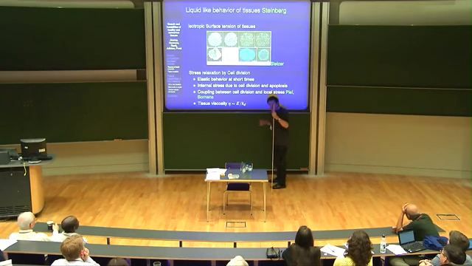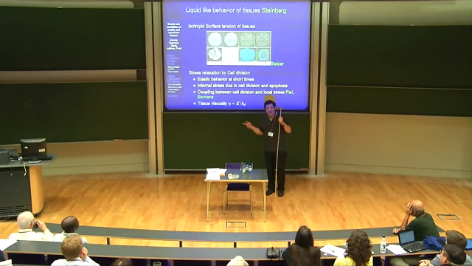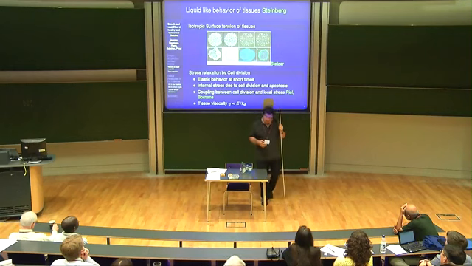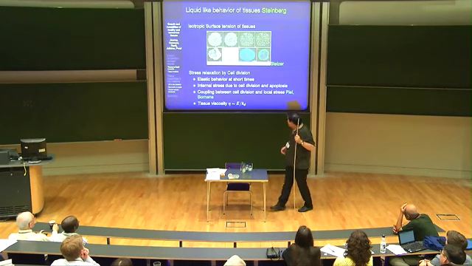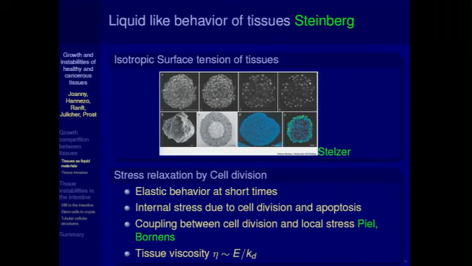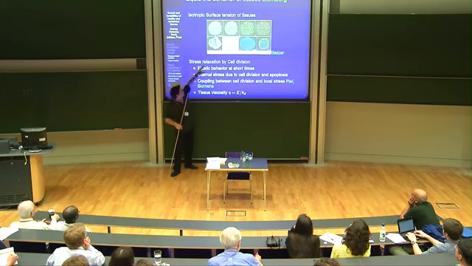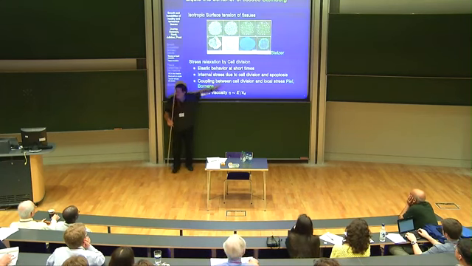So cell division and cell death can relax the stress. So it means that a tissue for me is a viscoelastic material, like a Maxwell material, with a relaxation time which is 1 over the rate of cell division. Or if you want, the viscosity of the tissue is just the elastic modulus of the cell divided by the cell division rate. So that's kind of the two elements that make me think that if I look at very long times, a spheroid like this more or less behaves as a liquid.